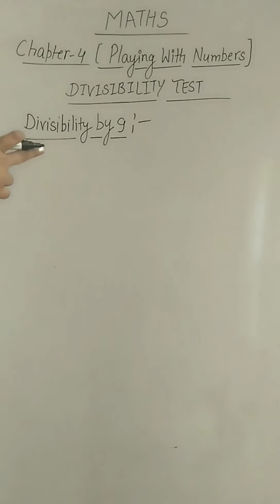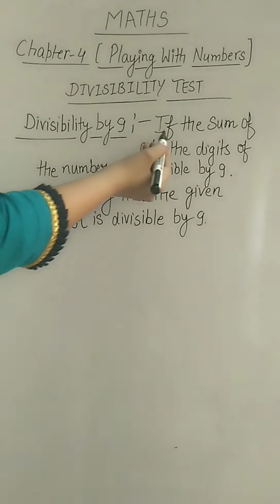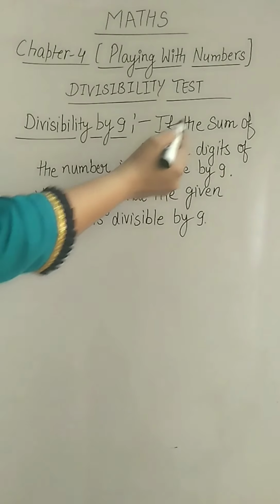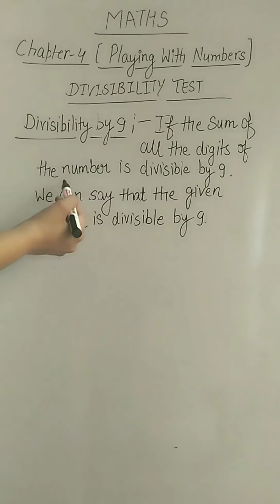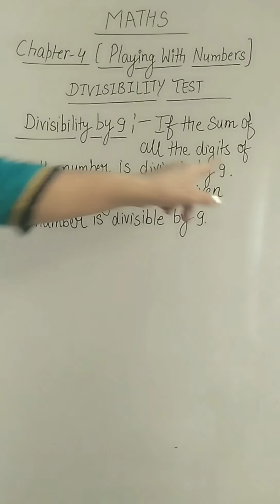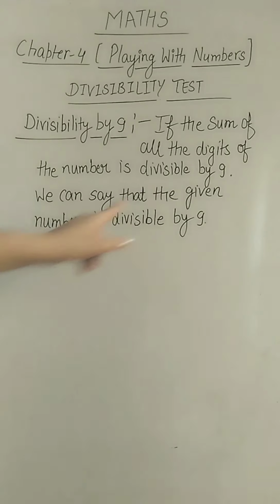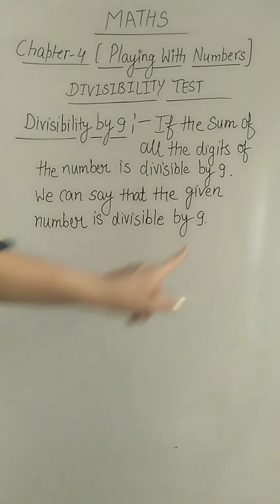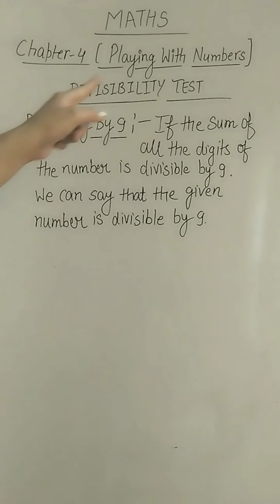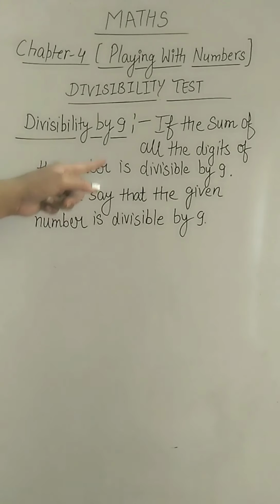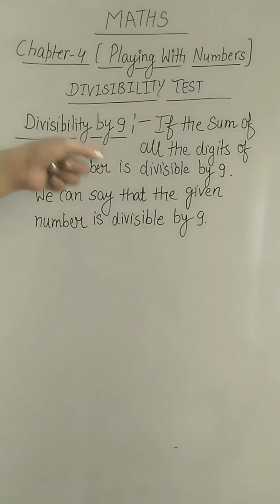Now the next divisibility rule, divisibility by 9. Students, if the sum of all the digits of the number is divisible by 9, we can say that the given number is divisible by 9. That means if there are 4 digits in a number, first we will check the sum of all digits, and if the sum is divisible by 9, the number will also be divisible by 9.